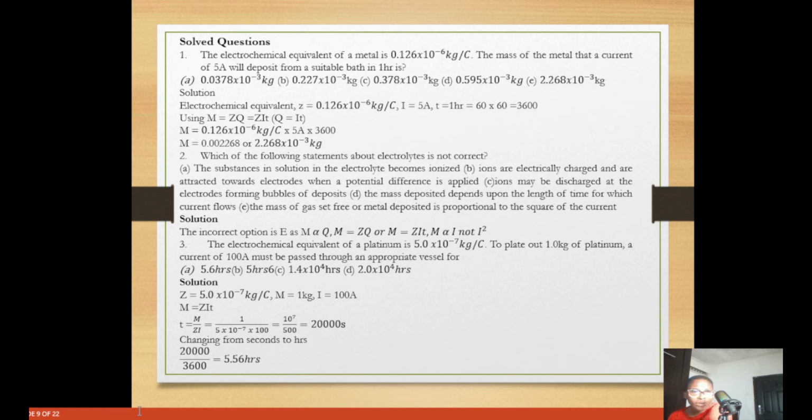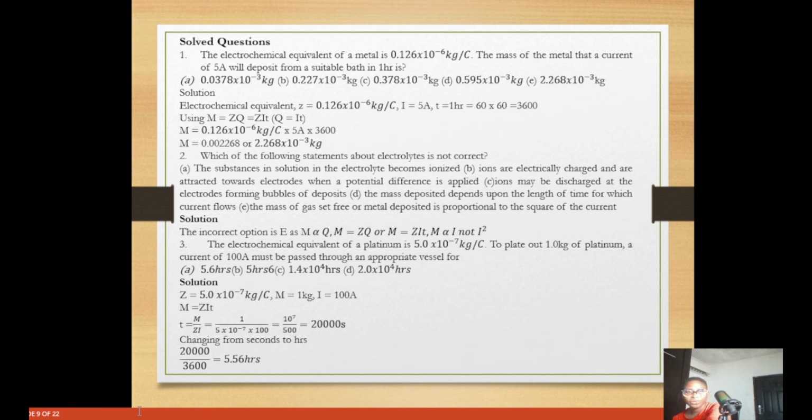Then the third question says, the electrochemical equivalent of platinum is 5.0 times 10 to the minus 7 kg per coulomb. To plate out 1.0 kg of platinum, a current of 100 ampere must be passed through an appropriate vessel for, so it is asking us for the time. How long will it take to plate 1.0 kg of platinum with a current of 100 ampere? So how long will that take?